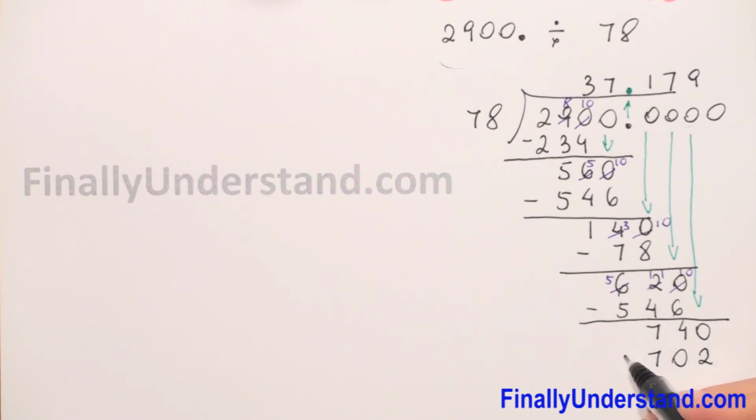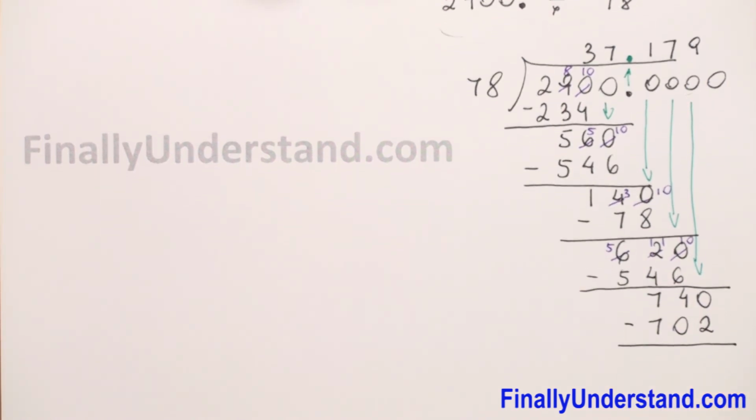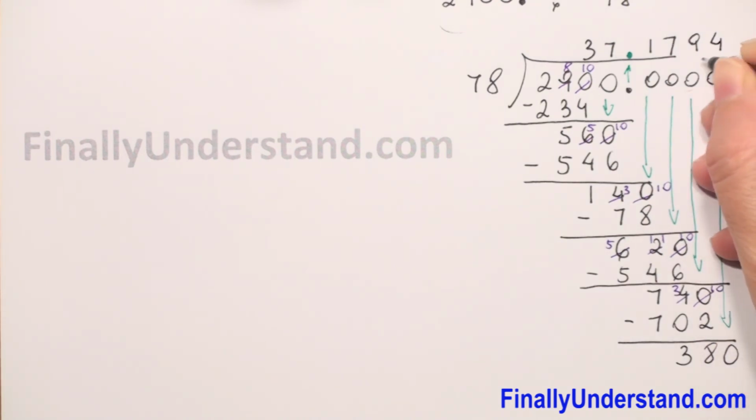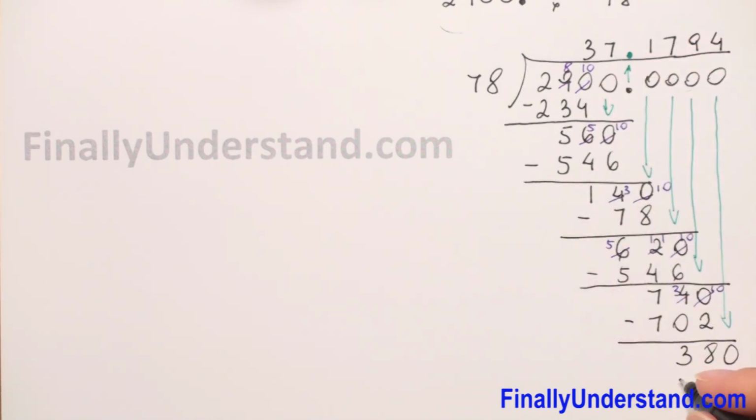And again, we have to do subtraction. We will borrow 1 from 4, so it will be 3. And 10 at the end we will have now. 10 minus 2 is 8. 3 minus 0 is 3. 7 minus 7 is 0. We don't have to write. What next? We have to take down the next 0. And we have 380 divided by 78. 4. And now multiplication. 4 times 78 is 312.